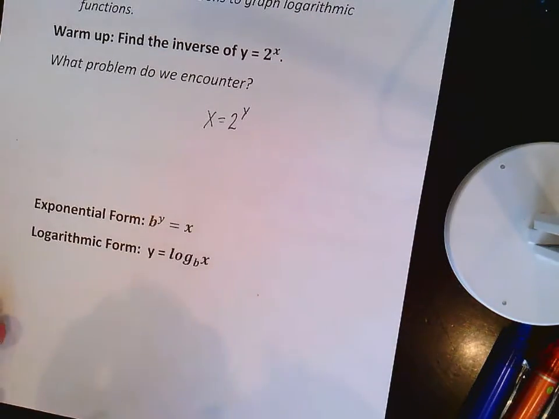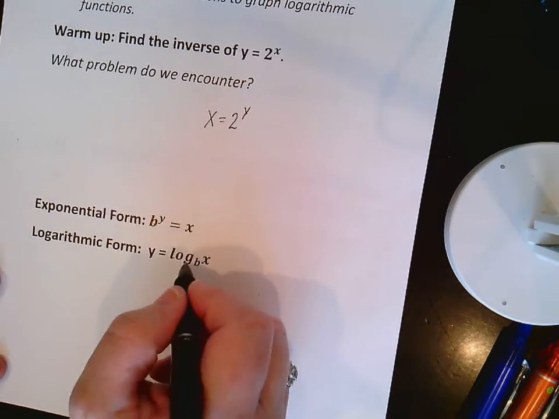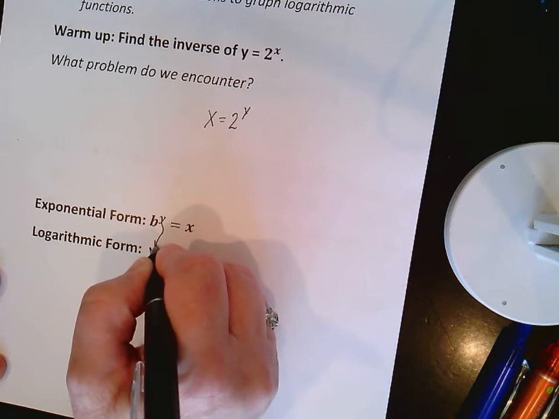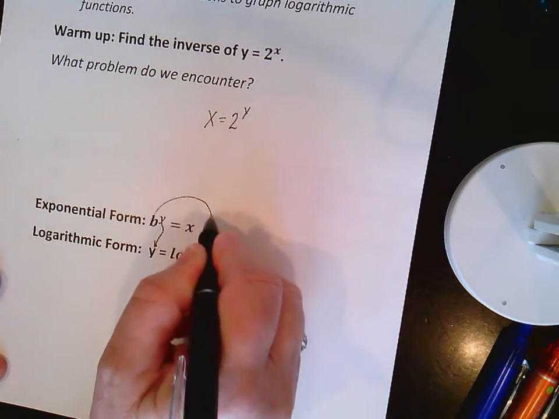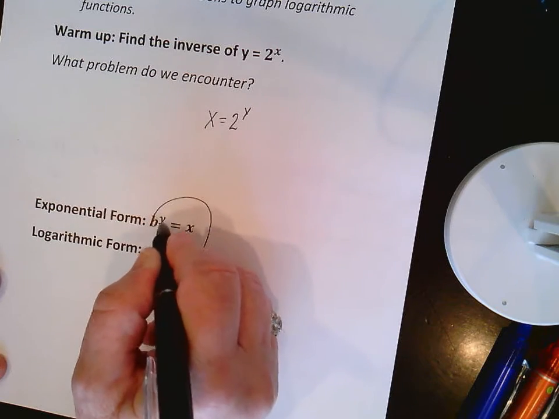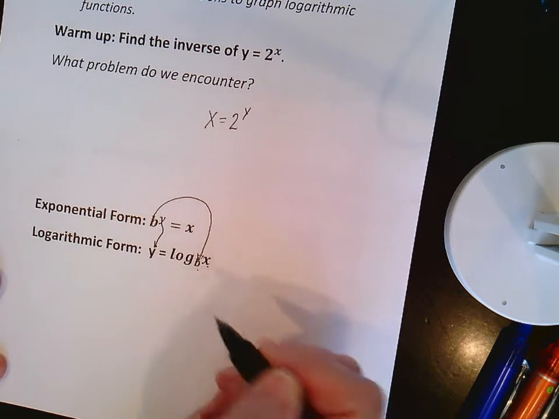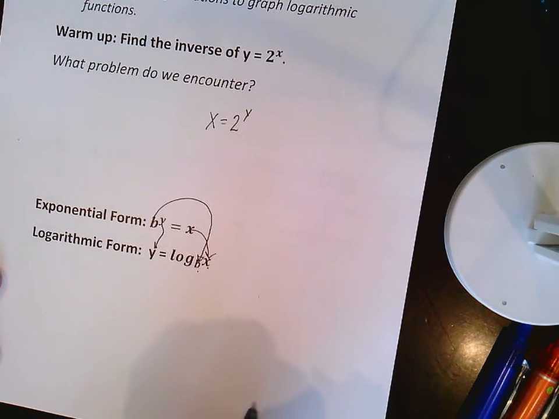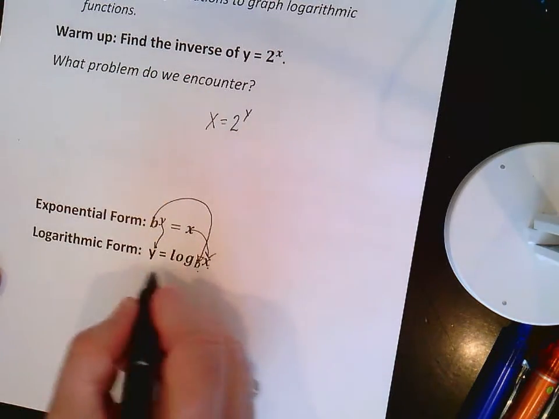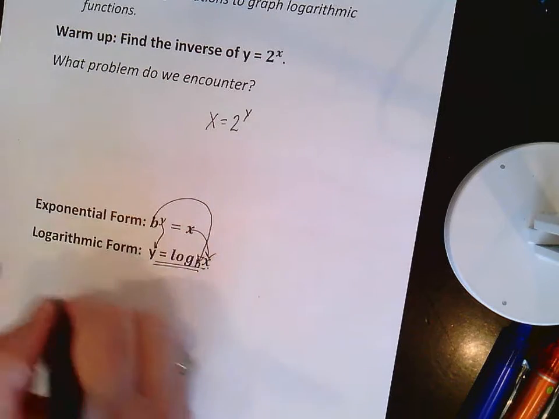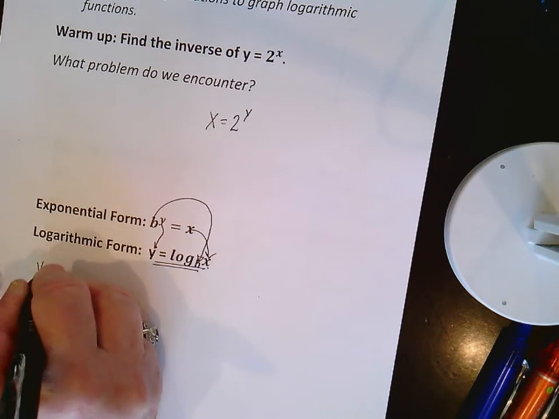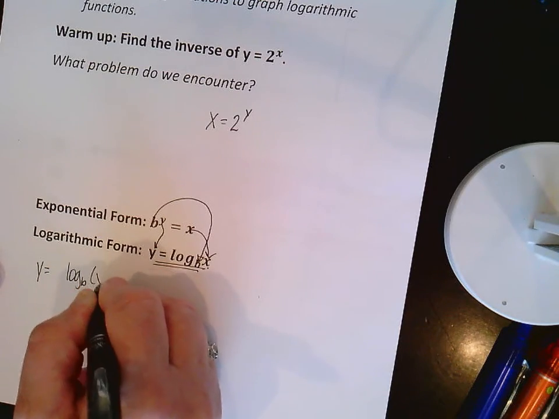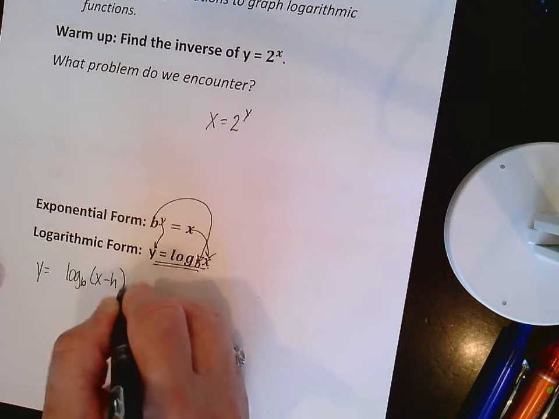And so what we do is we take the log base b of x, and that will equal y. So the y comes over here. The b is the base of the exponent, but then it's log base b, because that's the inverse of x. And the expanded form of the logarithmic form is y equals log base b of (x minus h) plus k.